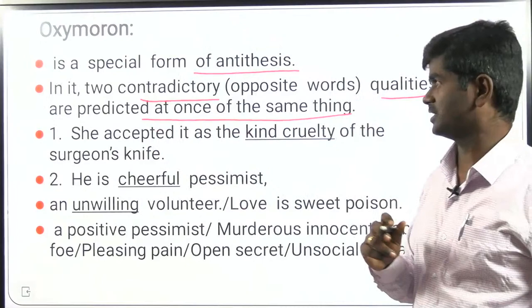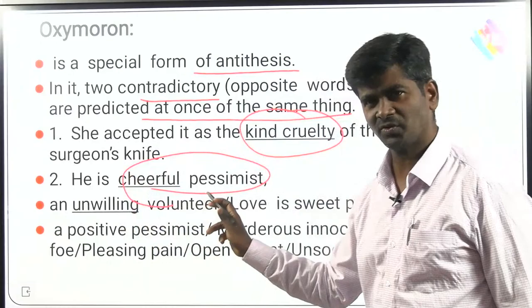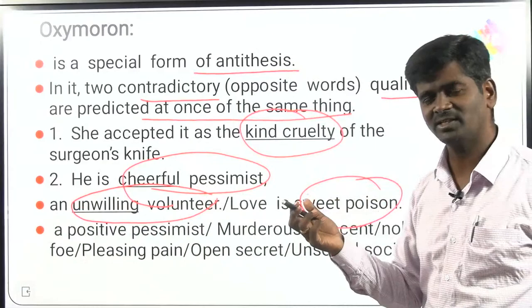For example, see, she accepted it as the kind cruelty. What is the opposite of kind? Cruelty. And he is a cheerful pessimist. A pessimist cannot be cheerful. Cheerful cannot be pessimist. Opposite. An unwilling volunteer. A volunteer cannot be unwilling. Unwilling cannot be a volunteer. Love is a sweet poison. Poison cannot be sweet. Sweet cannot be poison.